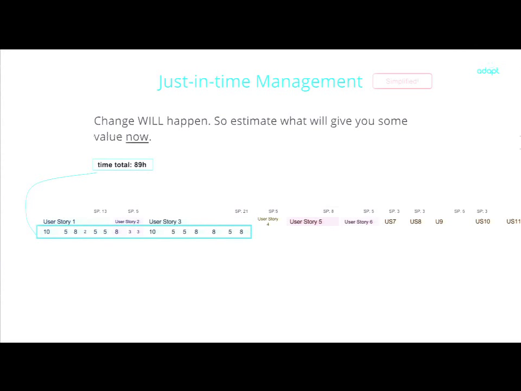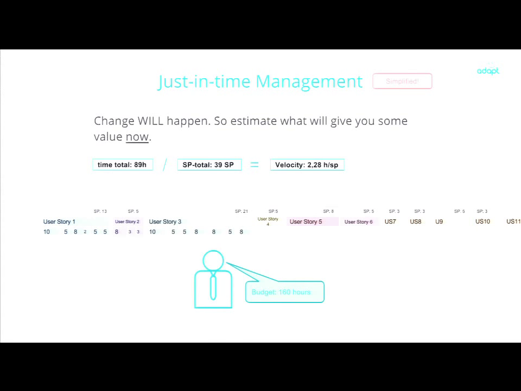And then we can do some basic math. We can take the total hours. Here in this example, we have like 89 hours. Then we can take the total of our story points and do some simple math and say how many hours we spend per story point. This is also called our velocity. This tells us how fast we are moving forward. For every 100 hours we spend, how many user stories can we expect to do?